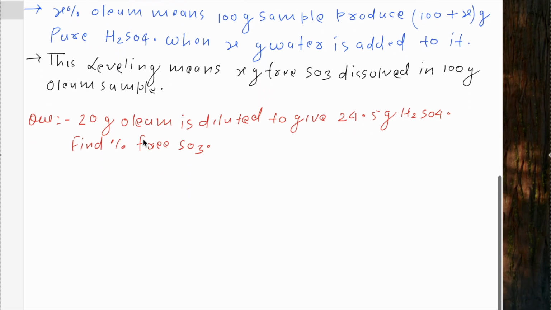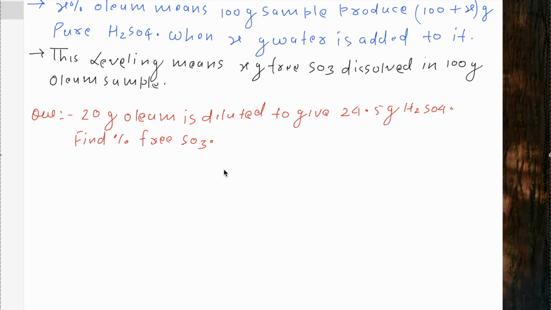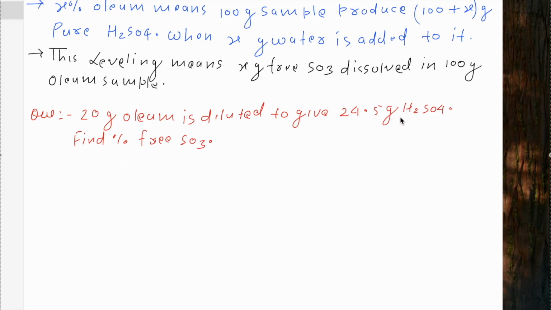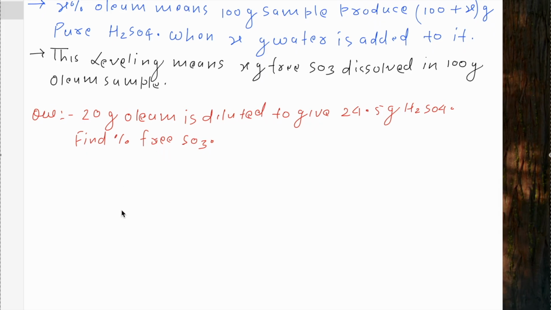So what kind of question they can ask? First question: 20 gram oleum is diluted to give 24 gram H2SO4, find percentage free SO3. So like that they can ask the question. So how can we answer? So here, see what we can do.